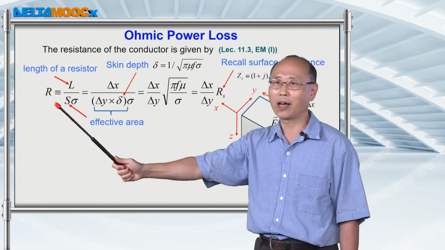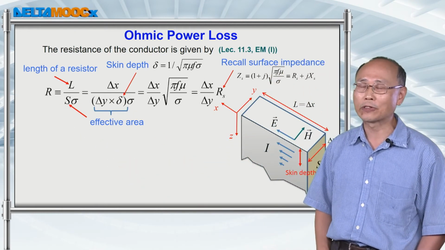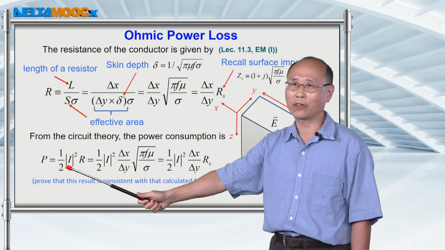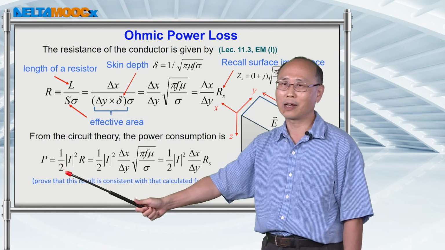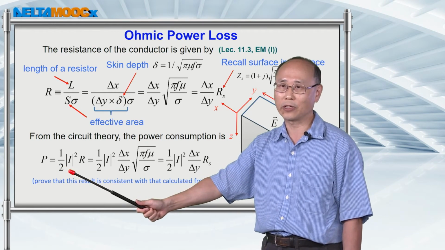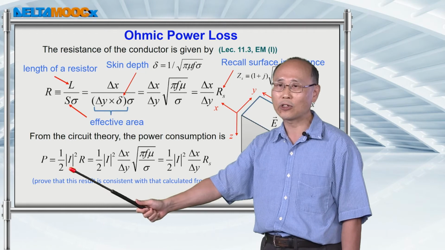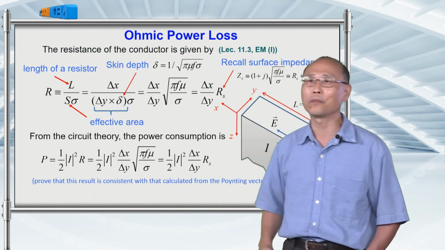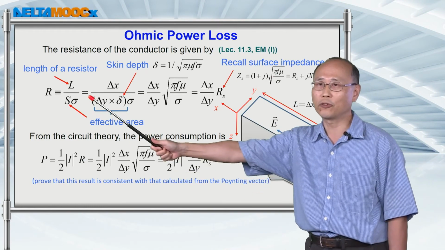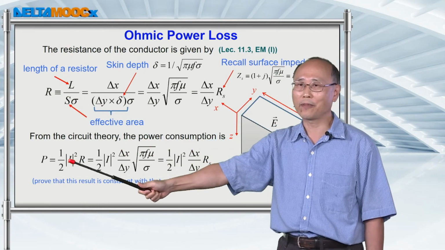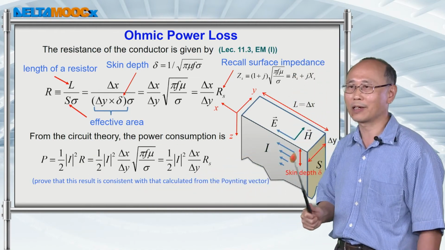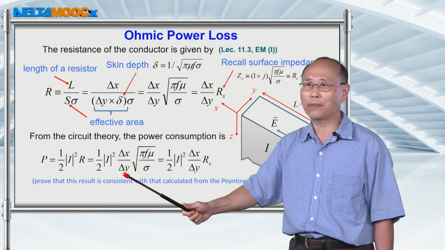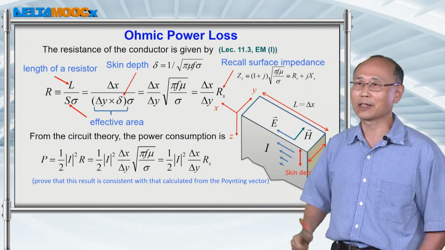Once you have the resistance, then you can use the circuit theory to calculate the power loss. According to the circuit theory, the power loss is going to be equal to this expression. And we talk about the average power loss. So you have a factor of 1/2 in front of this I squared R. And you have the expression for your resistance. And you have the current inside this resistor. So you do this calculation, you end up having an expression like this.